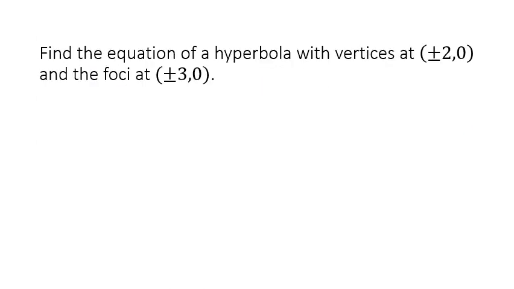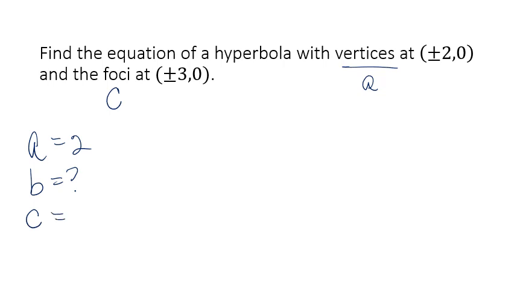Okay, so from this slide, we need to make sure that we can write our equations. So remember, vertices is A, foci is C. So that means we know A is 2. We don't know B. We need to know C. Well, we have C, I'm sorry, that's 3. So we're going to do 3 squared, which is 9, equals A squared, which is 4, plus B squared. So that means B squared is going to equal 5, or B is going to equal the square root of 5.